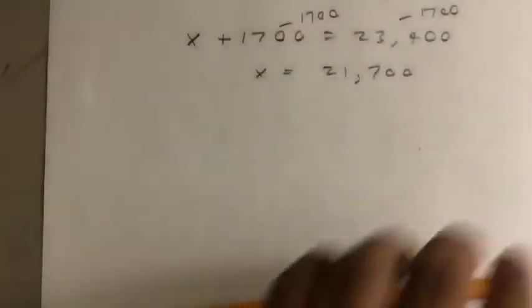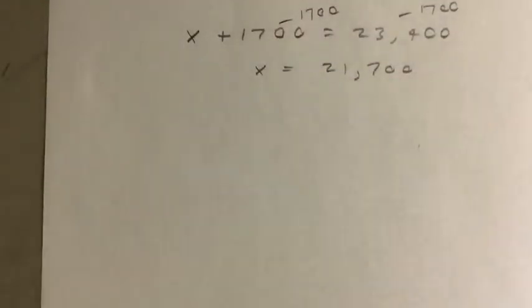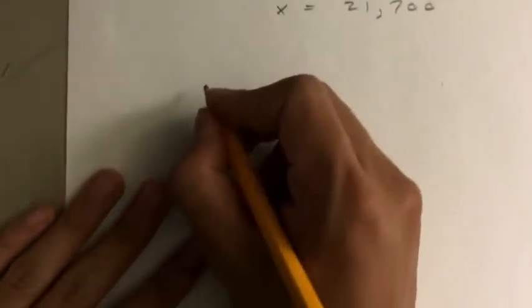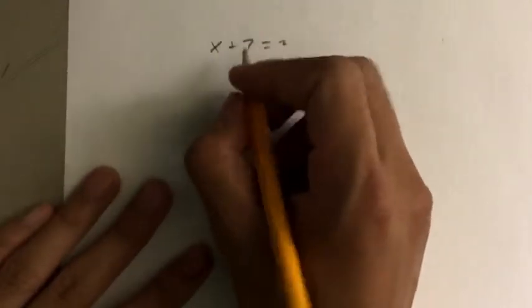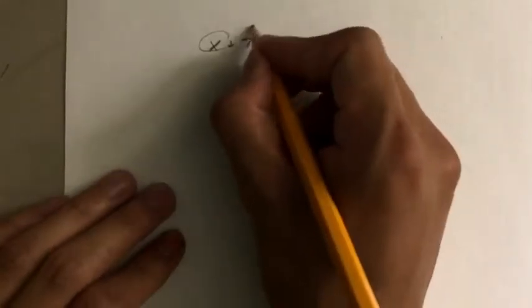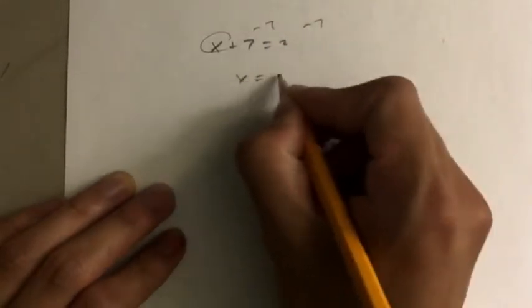So, we already talked about equations, but we're going to review them one more time. x plus 7 equals 2. What is x equal to? I'll give you a second to figure this out. Well, you want to get x alone. Minus 7, minus 7, x equals negative 5. Okay, we're going to do a more complex example.